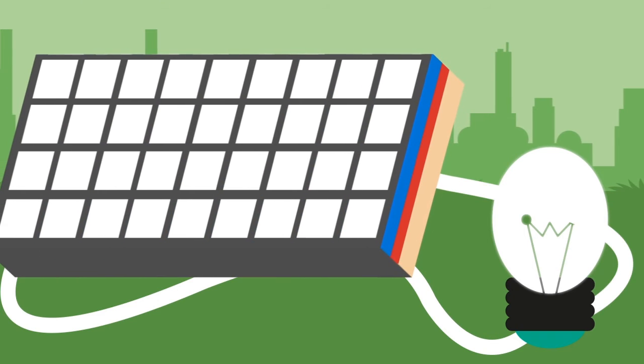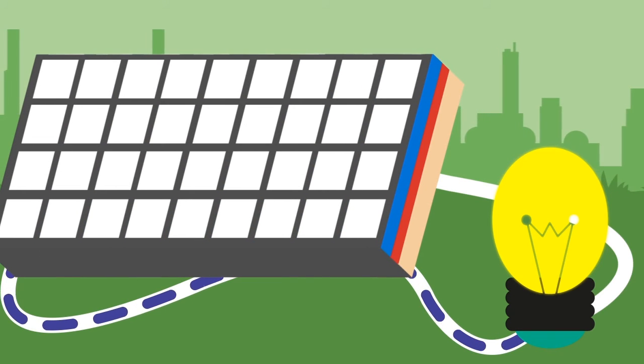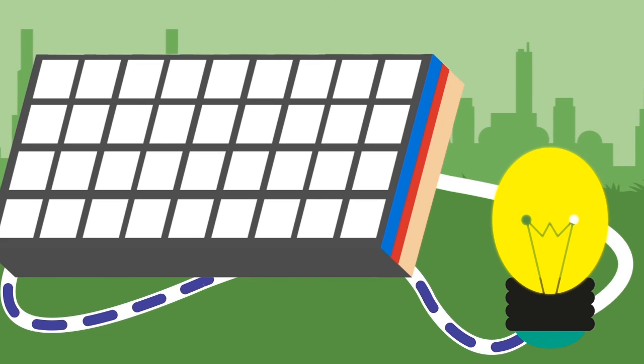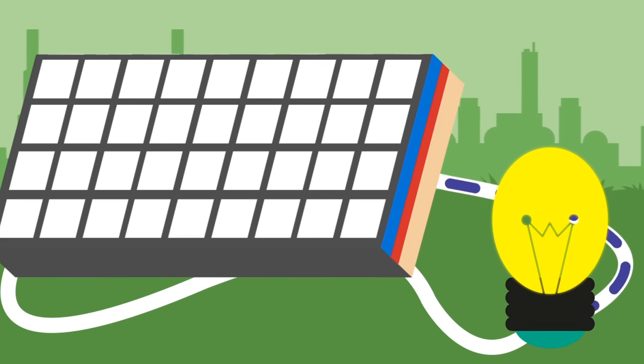To produce electricity, a connection must be made between the upper and lower layers. The electrons must pass through the external circuit to combine with the holes, which generates a current.